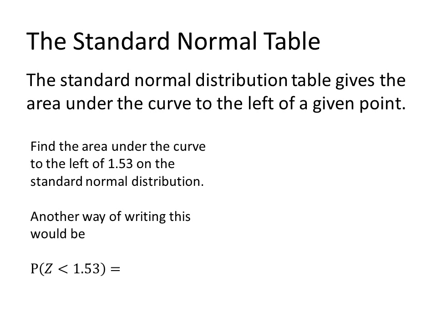The standard normal distribution table is going to give us the area under the curve to the left of a given point. So let's do this. Our guiding question here is going to be to find the area under the curve to the left of 1.53 on the standard normal distribution table. Now, of course, that means that we're trying to find the area to the left of this point. The way that we typically write this is to say the probability that z is less than 1.53 is equal to whatever we're looking for. This is just a fancy way of saying what is the area to the left of 1.53.